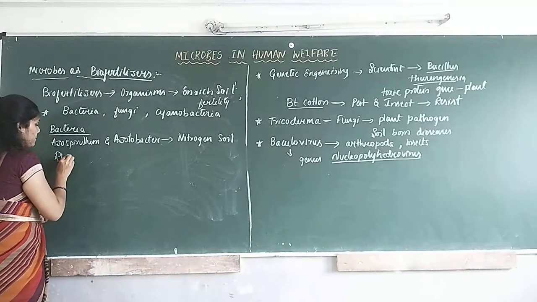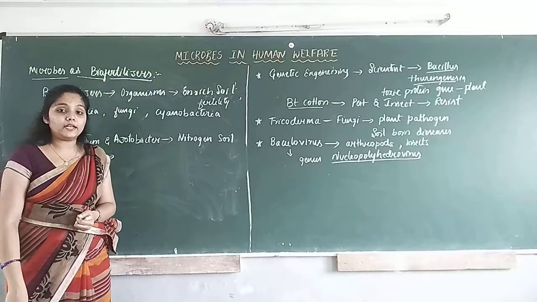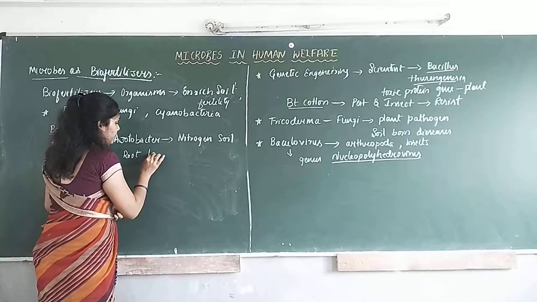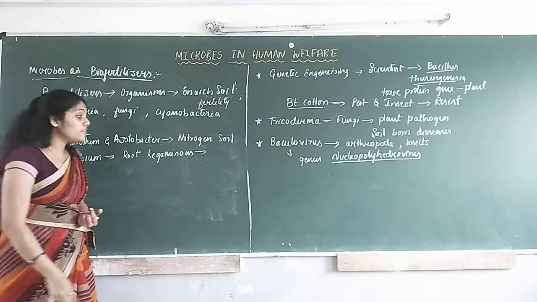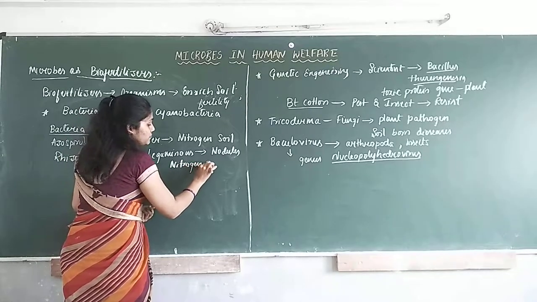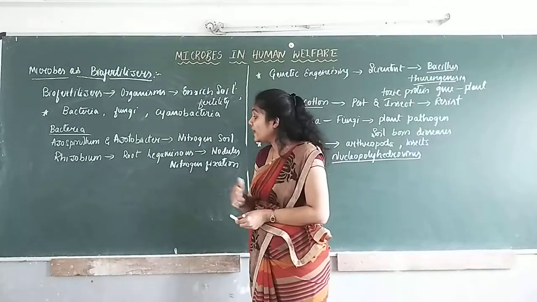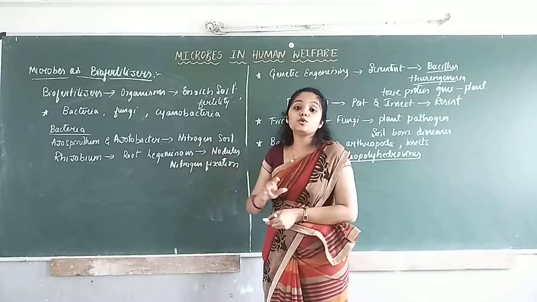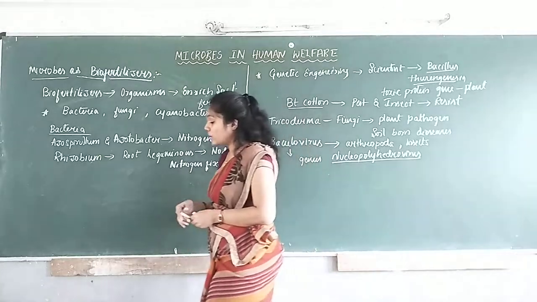Another one is Rhizobium bacteria. You all know about the Rhizobium bacteria, isn't it, children? In the first year itself you learned about this. Rhizobium bacteria are present in the roots of the leguminous plant. They form the nodules, which help in nitrogen fixation. It is a symbiotic association of a leguminous root and that bacteria. So this Rhizobium fixes the atmospheric nitrogen in the roots of the leguminous plant. Okay, so the bacteria is over.